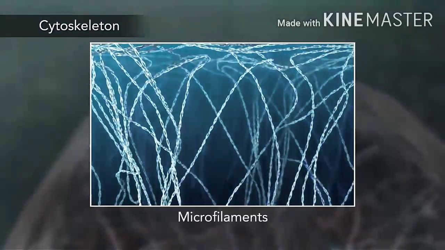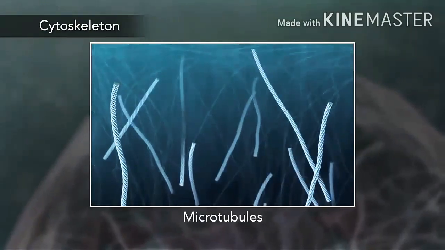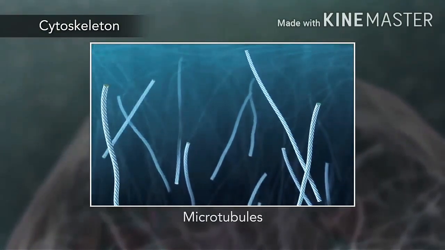Now students, this eukaryotic cell has its structure maintained by the cytoskeleton. The cytoskeleton is made up of microfilaments and microtubules, which are hollow tube-like structures.